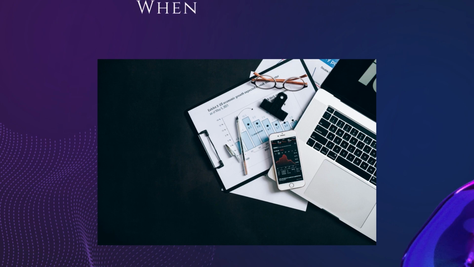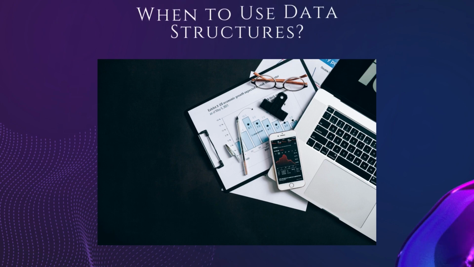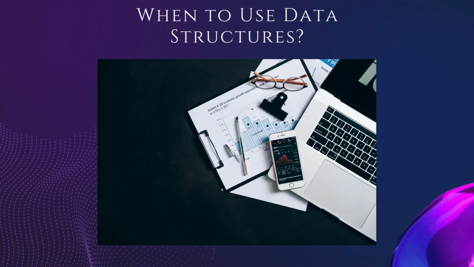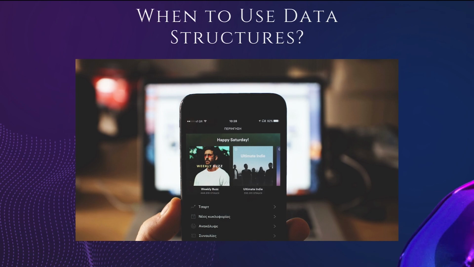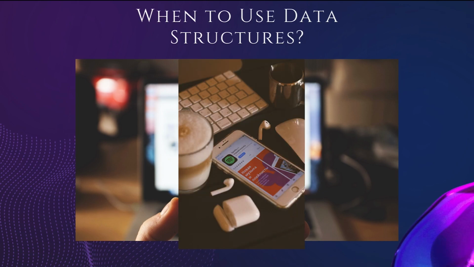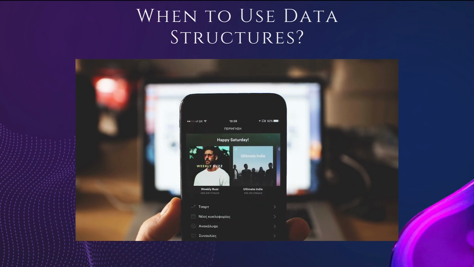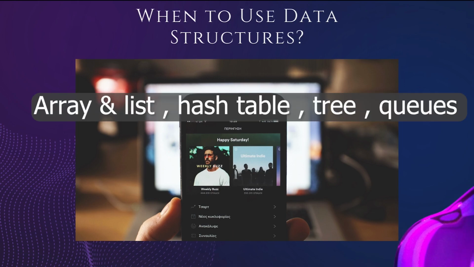Now you all might have some doubts about where and when to use these types of data structures in applications. Let us see some with examples. Let us consider a popular example, Spotify. It's a music streaming platform that uses various data structures to efficiently manage and provide a seamless user experience. In that, arrays and lists, hash tables, trees, and queues are used.